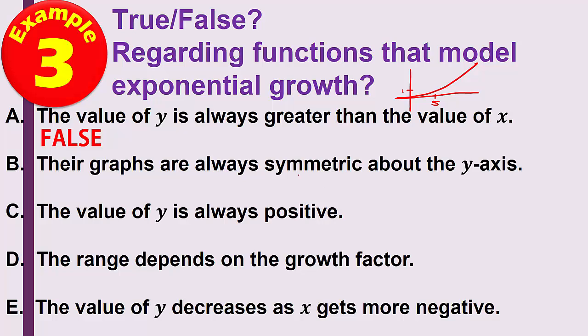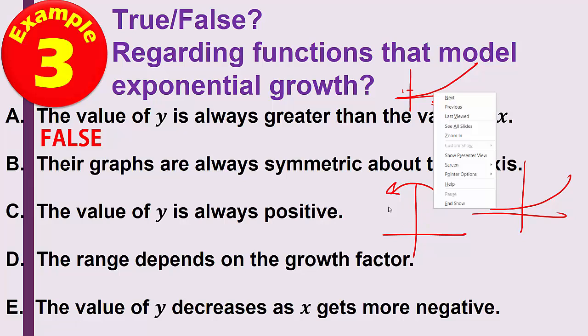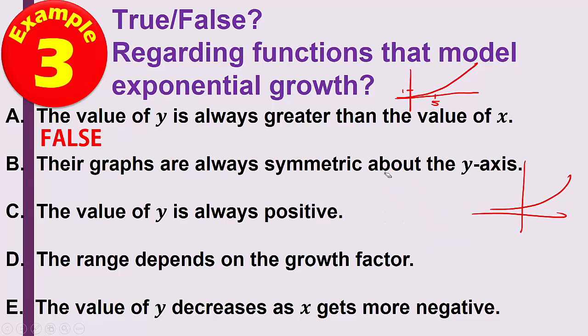The graphs are always symmetric about the y-axis. Well, if you look at a growth graph and we flipped it over, it would not match up. It would actually do this, which is not symmetrical. Symmetrical would be something like this. Okay, that's not exact, but where if I folded this over, this would lay on top of that. So just so you know what symmetrical means, this is not symmetrical, so this is false.